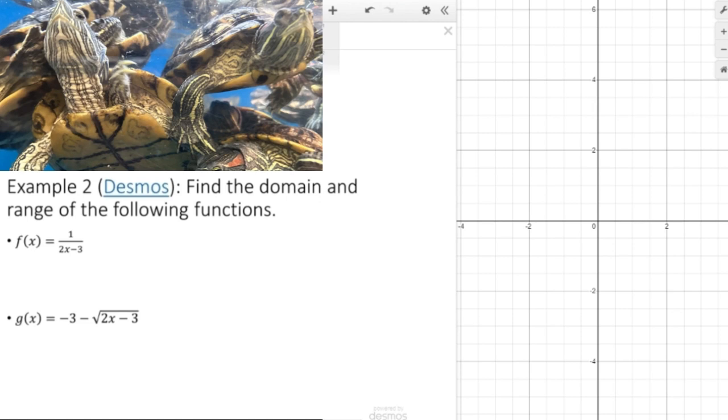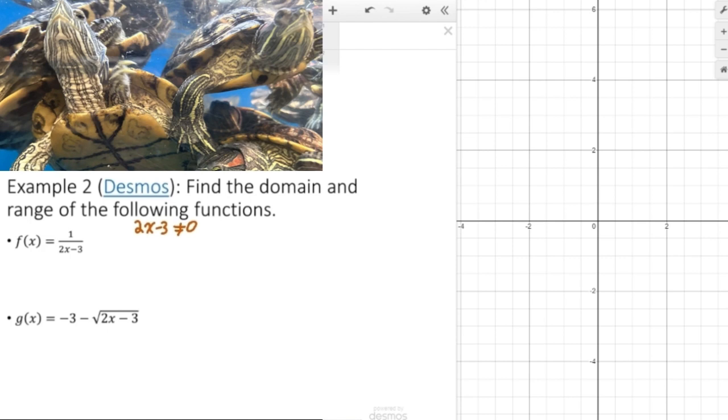Well, I can take any 2 numbers and multiply with no problem. I can take any 2 numbers and subtract. That's not a problem. However, division, our last operation, can be a bit problematic. The one number we're not allowed to divide by is 0. So if 2x minus 3 was 0, our function would be undefined. So we want 2x minus 3 to not be 0.